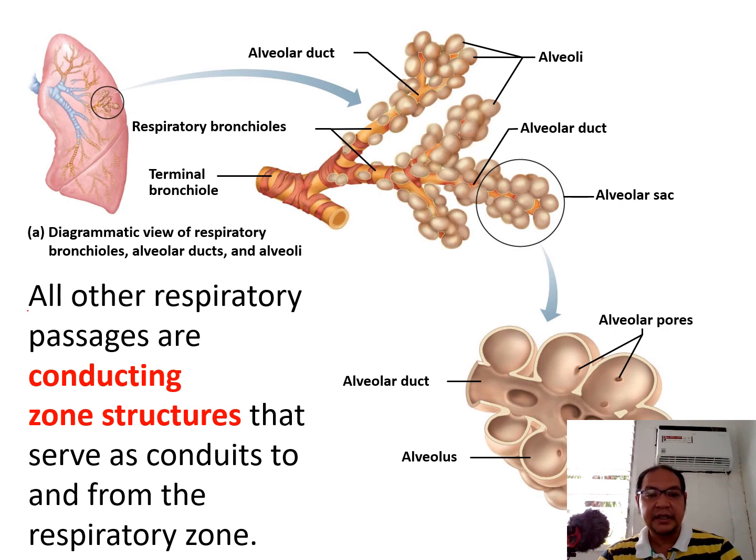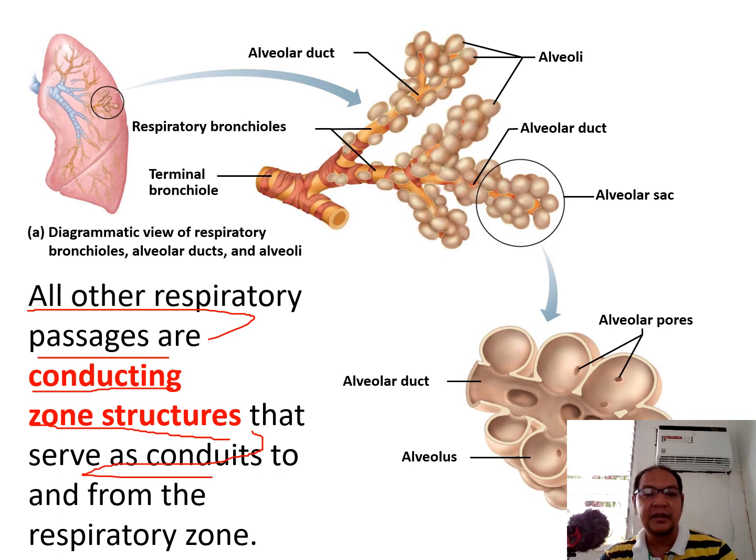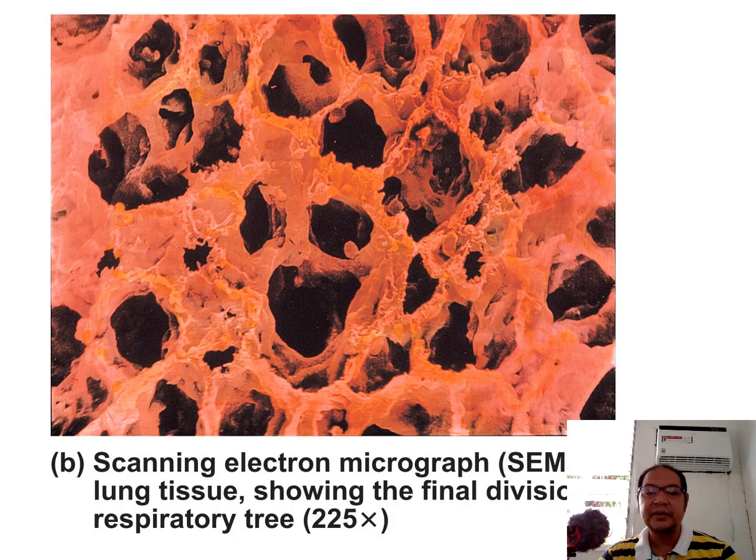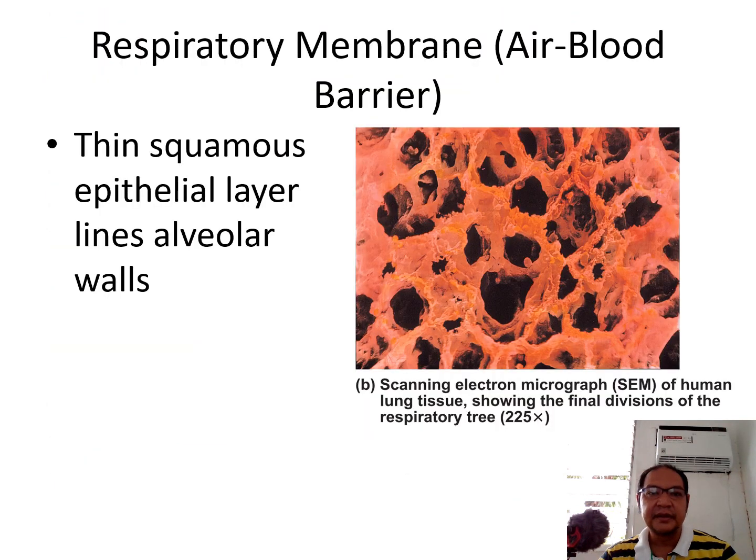Okay, it says here, all other respiratory passages are only conducting zone structures. They are only connections that serve as conduits to and from the respiratory zone. So gas exchange really happens only in the alveoli. Okay, so this is an example of the lung tissue. So if you can see, there are alveoli here. It is made up of a thin squamous epithelial layer that lines the alveolar wall.